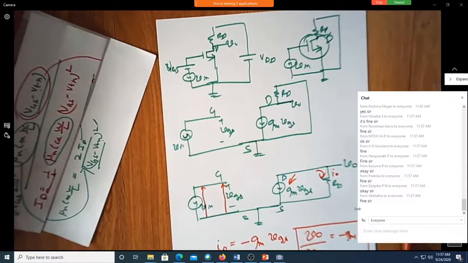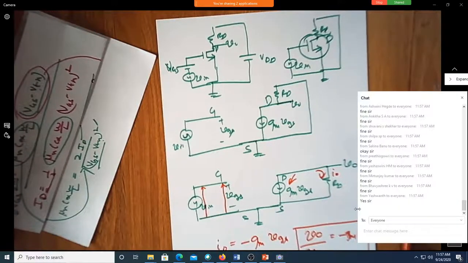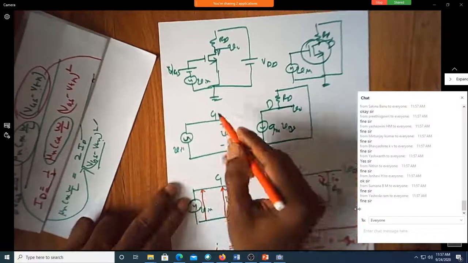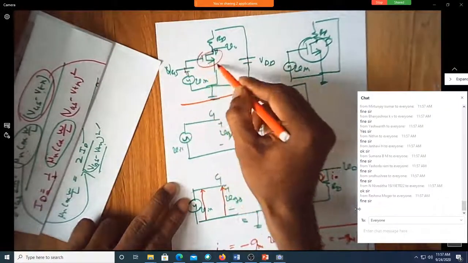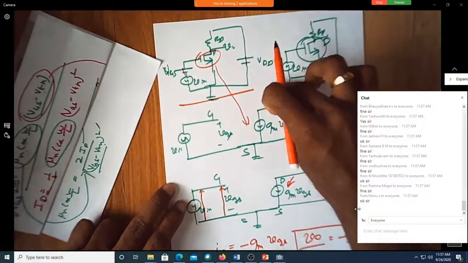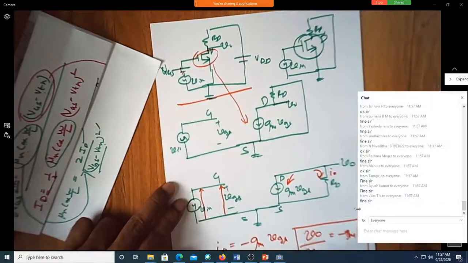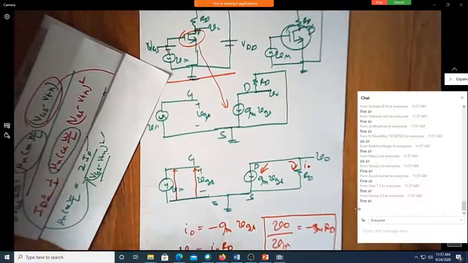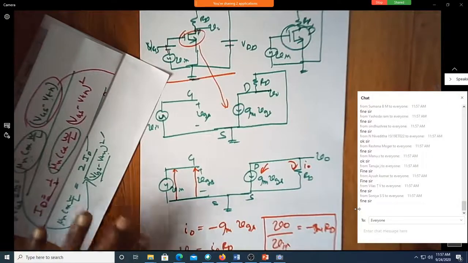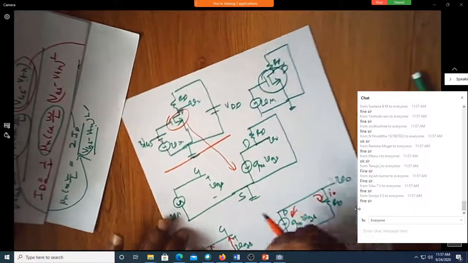This is the only very important concept you have to understand in your amplifiers: how to write a small signal equivalent of a circuit. If you have this, nobody can hold you. We started with the actual circuit, short circuited the DCs, replaced the MOSFET by its AC equivalent, and then made simple corrections, got the expression for V0 by V in, which is exactly the gain: minus gm into RD is the gain. Okay.